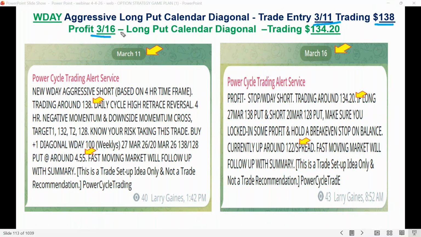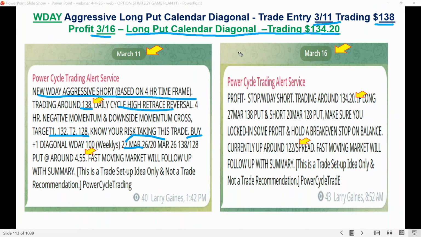But anyway, this was a put calendar diagonal. Okay, so this was for a short trade to the downside. So I said new W Day aggressive short based on the 4-hour time frame. It was trading when we set it up around 138, and it was a daily cycle high retracement reversal, 4-hour negative momentum, etc. Here's your price target 1 to the downside, 132, target 2, 128. The trade setup was buy diagonal W Day, the 27 March, short the 26 March. It's just a really tight spread, 138, 128 at around 455.